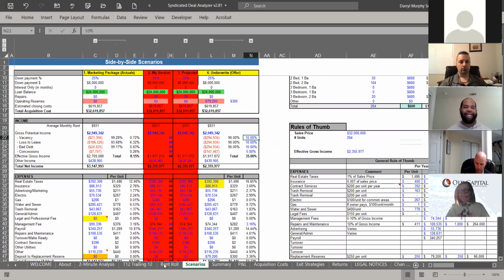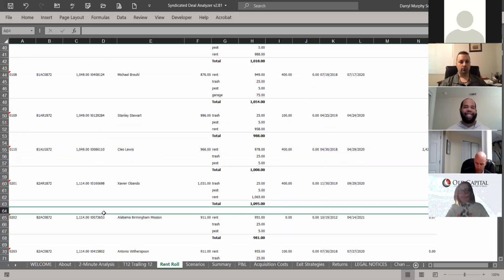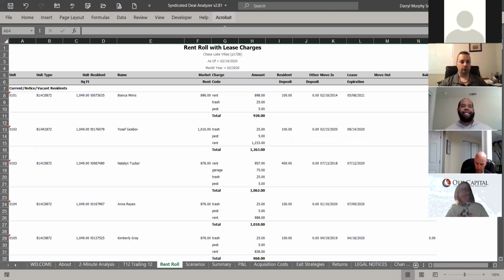So from here we're going to go over to the rent roll. Now, what I would tell everyone to do, and this is what I normally do, let me move this bar down here, and I need to open up.